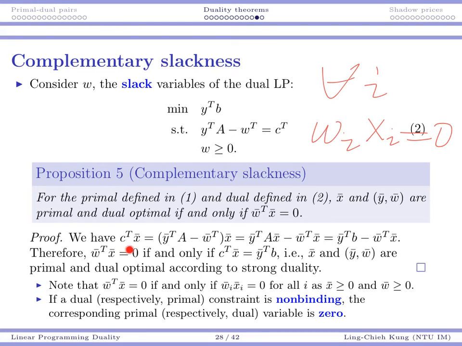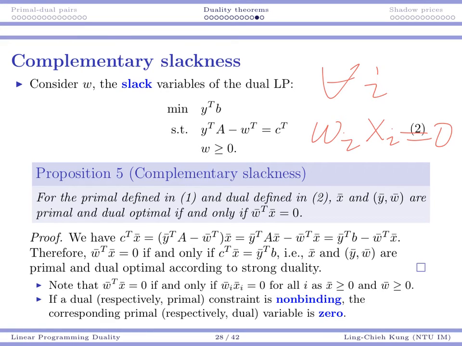So first we know we have C transpose X bar, which is Y transpose A minus W bar transpose times X bar, because C transpose is this guy. And then in that case, we have Y transpose A X bar minus W bar transpose X bar, which is just to split the product. And then A X bar is exactly B, so we do one more derivation. And now, suppose we know W transpose X is 0.